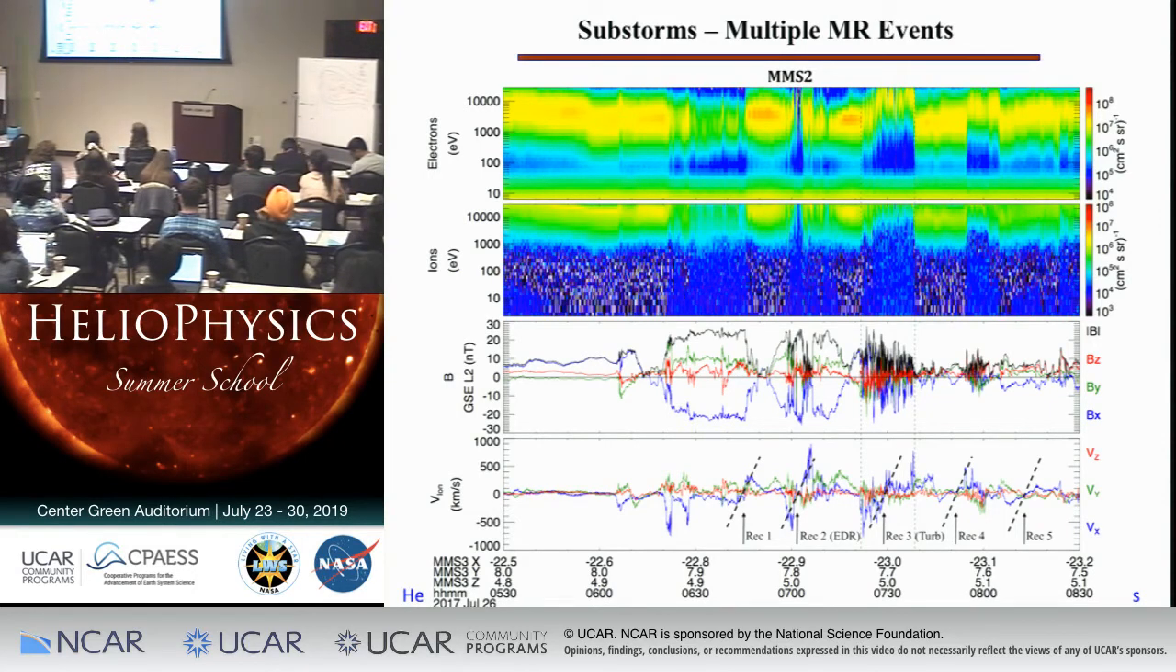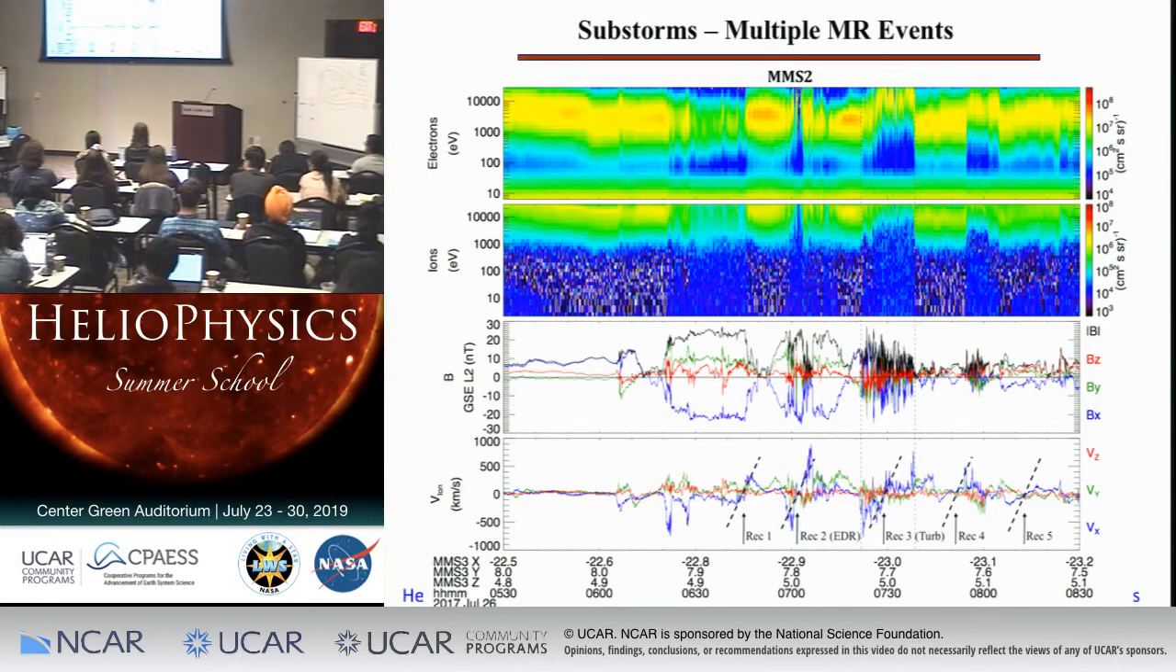And then we can't take it anymore. Okay? The bad boy, the bad girl can't take it. So it allows a reconnection event. It's not clear what's going on here. But it allows another one, another one, another one, another one. But these are separated by about a half an hour. Okay? So that's about the Dungey cycle time. It takes about a half an hour.